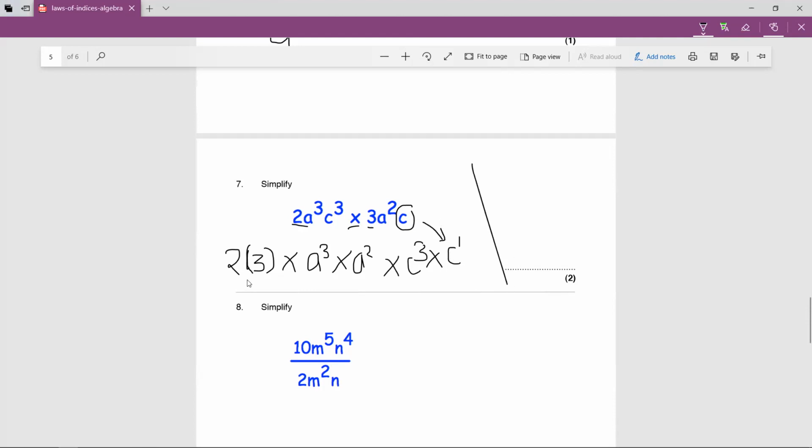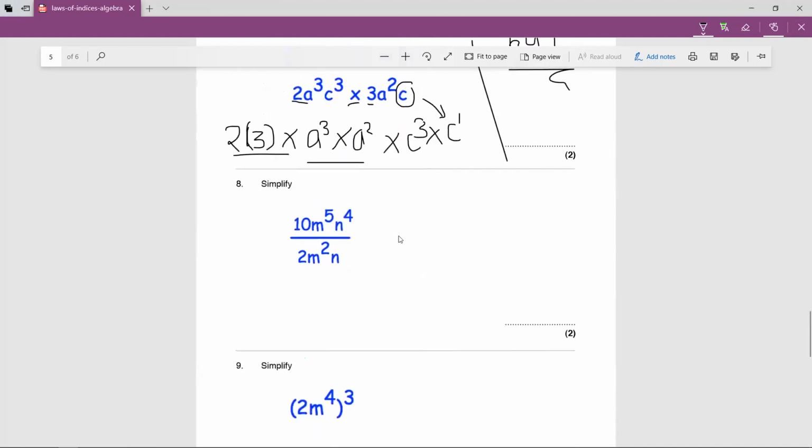All right, let's see. 2 times 3, that will give us a 6. a power 3 multiplied by a power 2, that will give us a power 5. And then c power 3 multiplied by c power 1 will give us a c power 4. All right, that's the answer for this one.